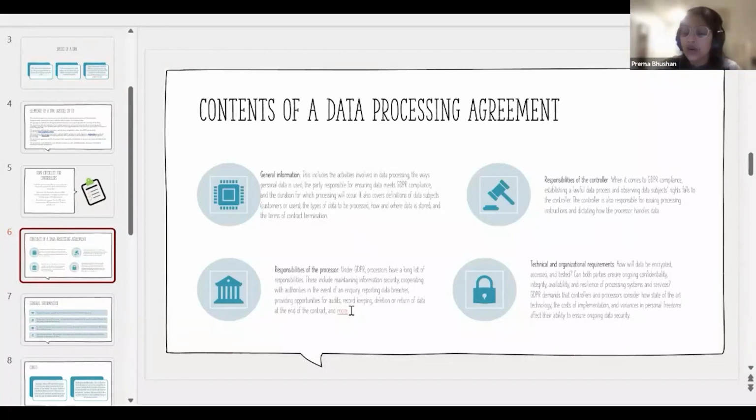Then technical and organizational measures. We've talked about it. How will the data be accessed? Will it be encrypted? How can the encrypted data be accessed? Can both parties ensure ongoing confidentiality, integrity, availability, and resilience of processing systems and services? The GDPR demands that controller and processor consider how state-of-the-art technology, cost and implementation, and risks to personal freedoms affect the ability to ensure ongoing security.